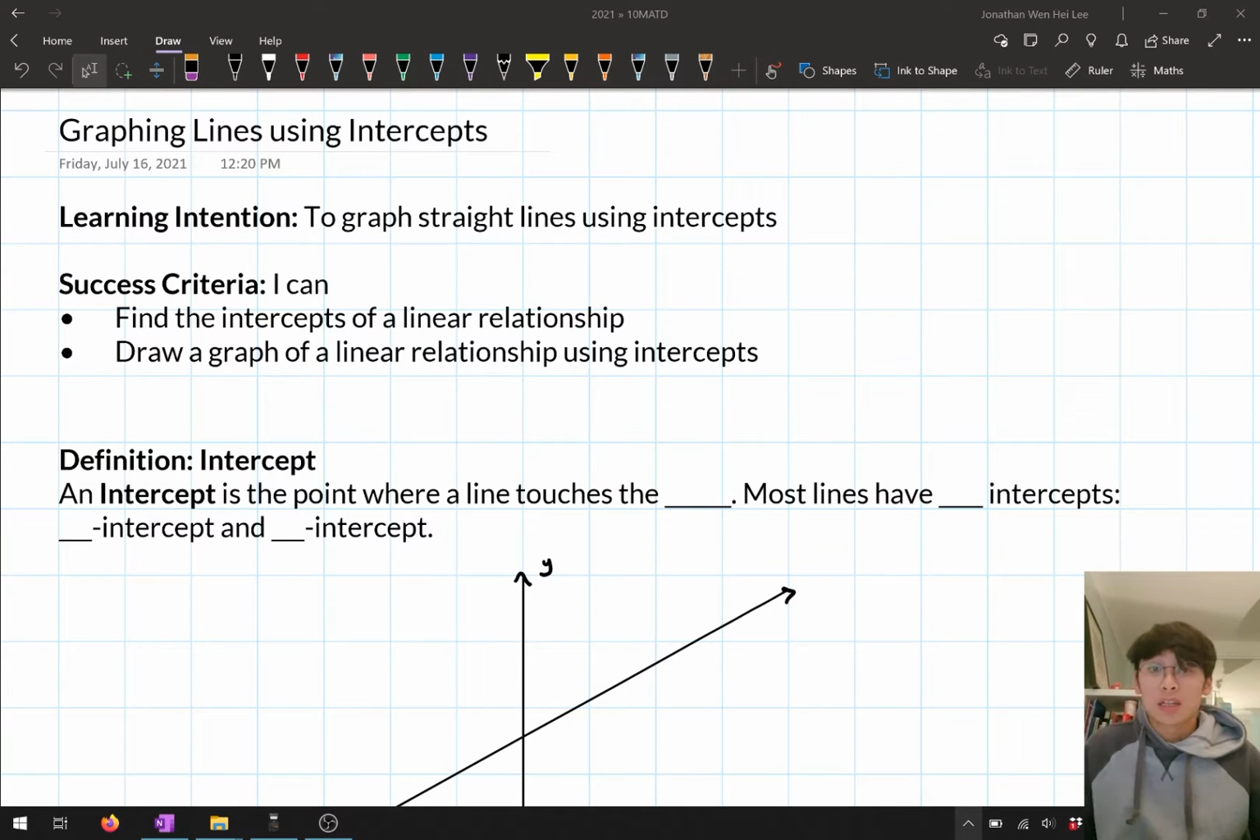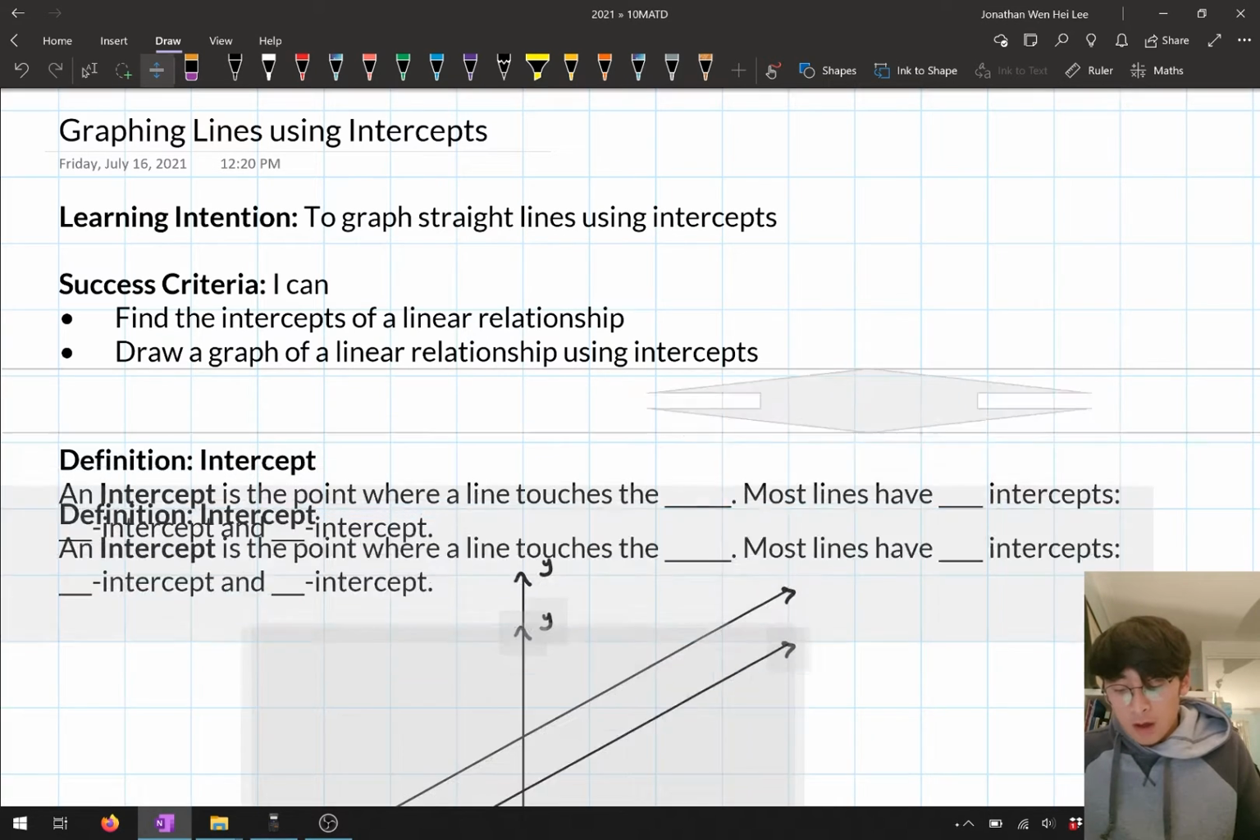In today's lesson we're continuing with our topic of linear relationships, and in particular we're looking at how to graph a line using intercepts. So by the end of today's lesson we want to be able to find the intercepts of a linear relationship and draw the graph of a linear relationship using the intercepts.